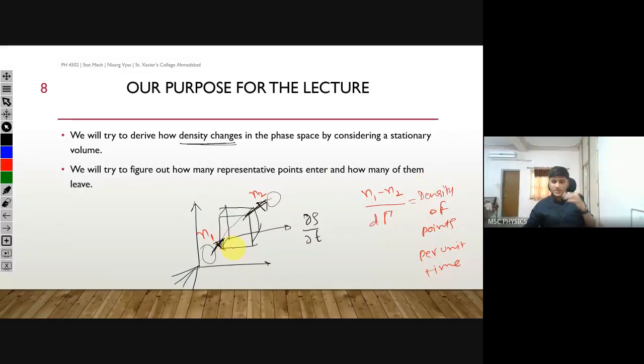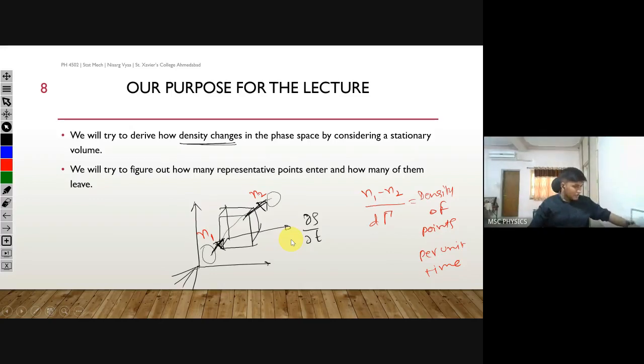Density of representative points, increment or decrement, whatever it is. If this number is negative, it means the density of representative points is decreasing per unit time, or if this number is positive, it means the density is increasing per unit time. That's what we want to figure out. This is our clear-cut purpose for this lecture.